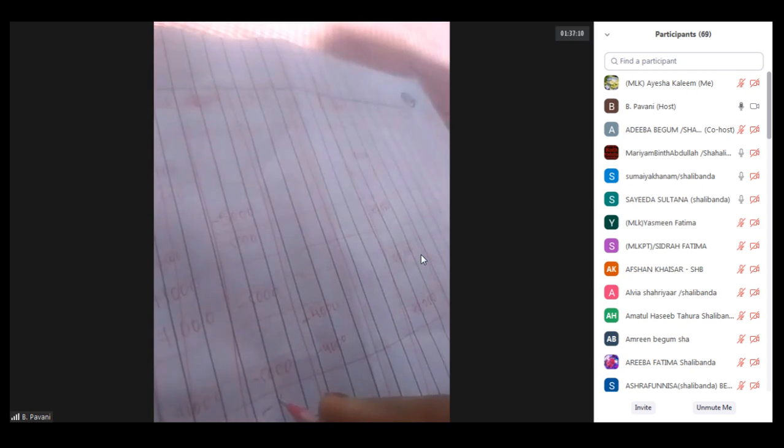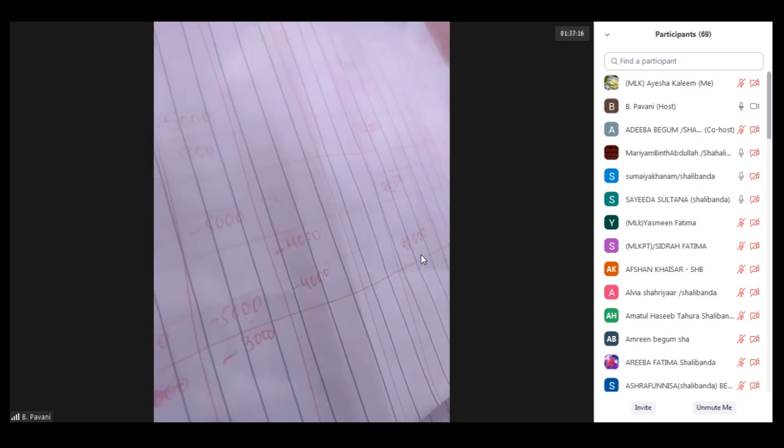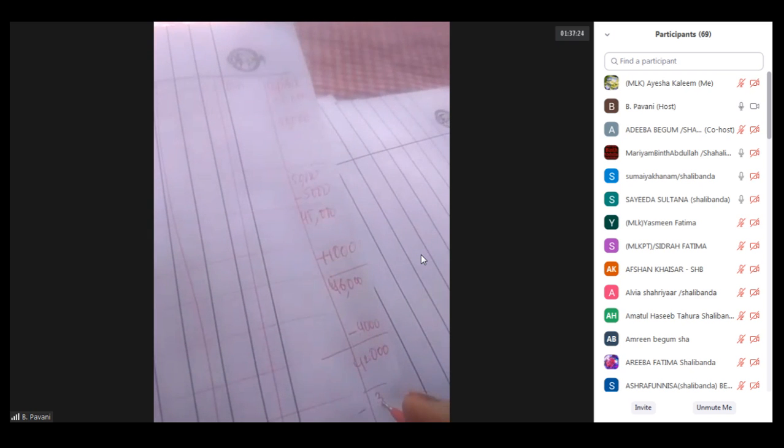So the bankers are giving, so the amount is decreasing by 3,000. So under the bank account, I'm writing it as minus 3,000. Okay? And minus from the capital also, 3,000. Under capital also we should write minus 3,000. Okay?